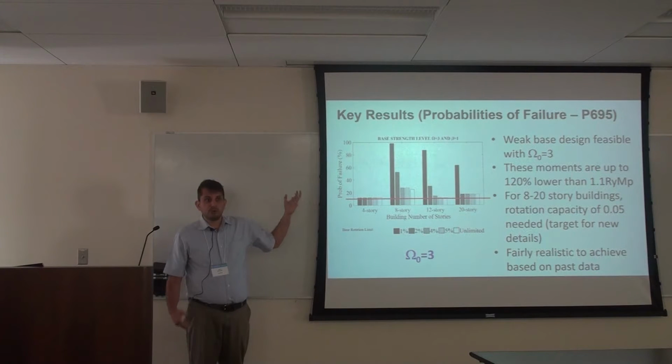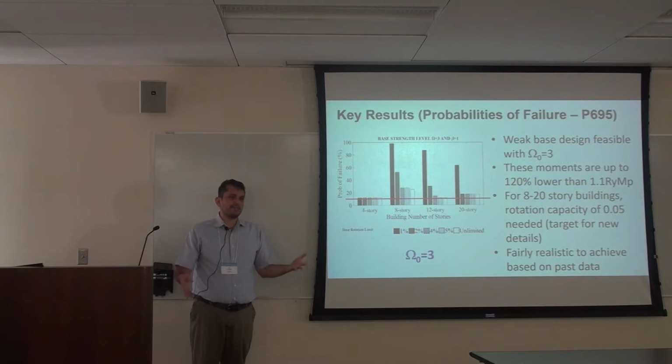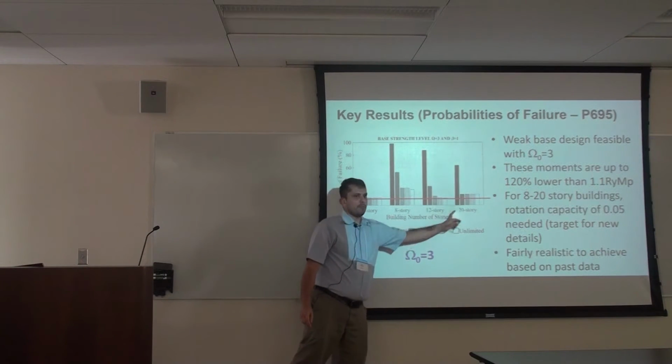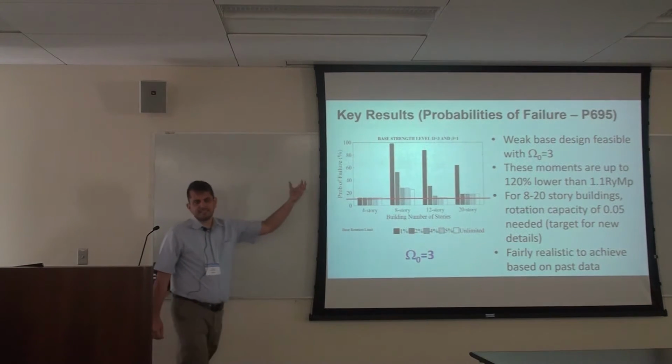And what we've shown through testing is that getting the rotation capacity of 4 or 5% is actually fairly realistic. In fact, almost all the tests we've done, we've ended up with 4 or 5% capacity or more, even without trying to detail for ductility. So again, if you make that a priority, designing your building down in this region may not entirely be unrealistic. So that's the idea there.